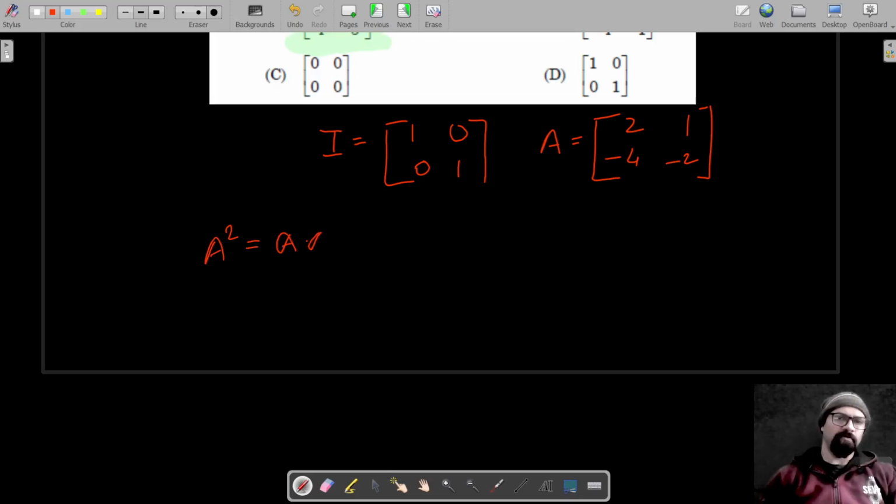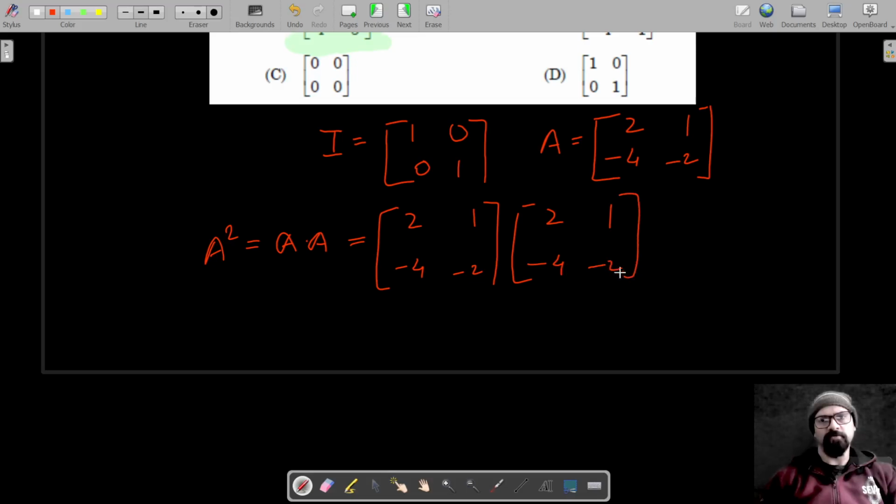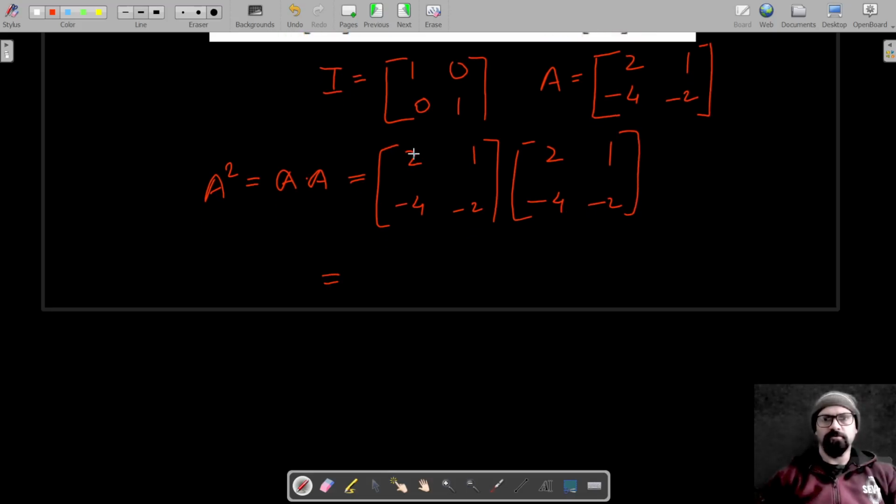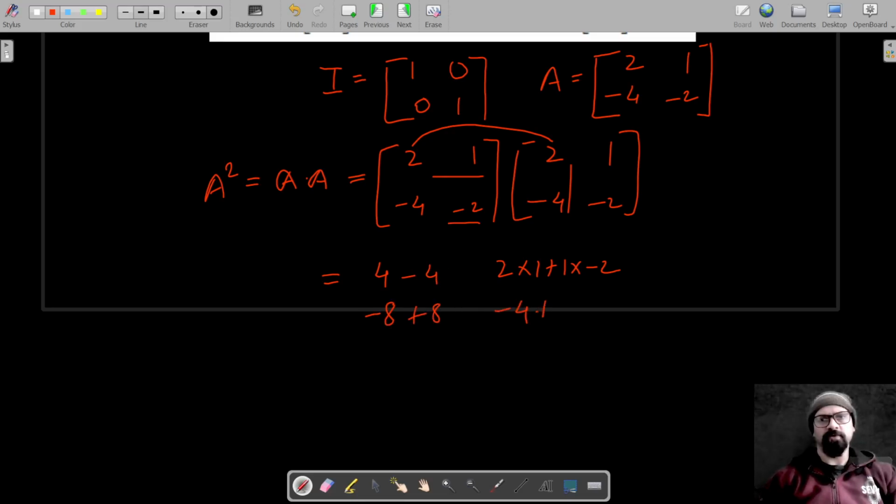So A squared is the product of A into A, and A is 2, 1, minus 4, minus 2, into 2, 1, minus 4, and minus 2. So this is equal to, this row and this column, 2 into 2 is 4, 1 into negative 4 is negative 4, then 2 into 1 plus 1 into negative 2, so negative 8 plus 8. Negative 4 plus 4. So 4 minus 4 is 0, 2 minus 2 is 0, 0, 0. So A squared is 0.